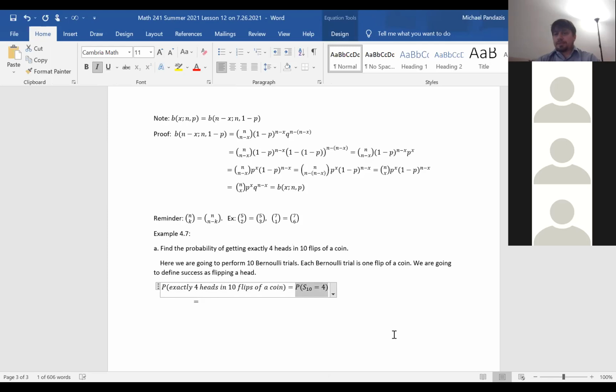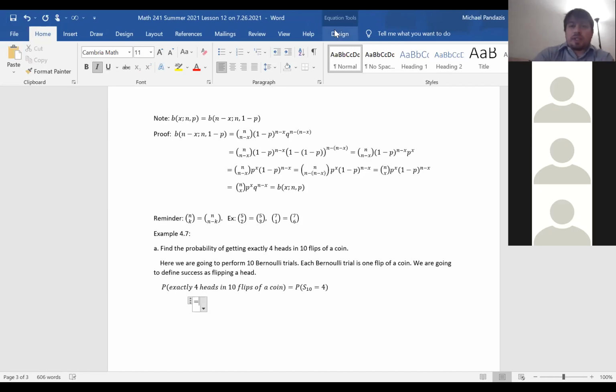Okay, or what a success is. It's just 10 Bernoulli trials with exactly 4 successes. Okay, and so we've now expressed a very specific situation using very general terms. So now let's find that probability.